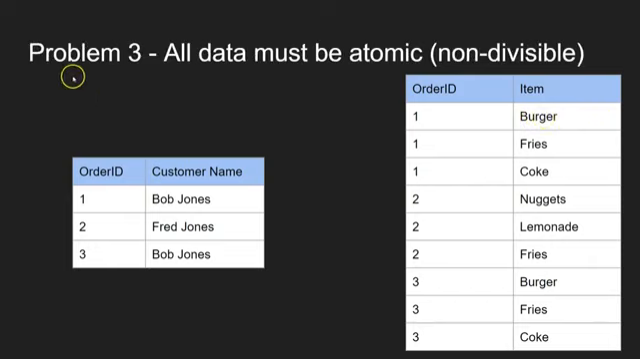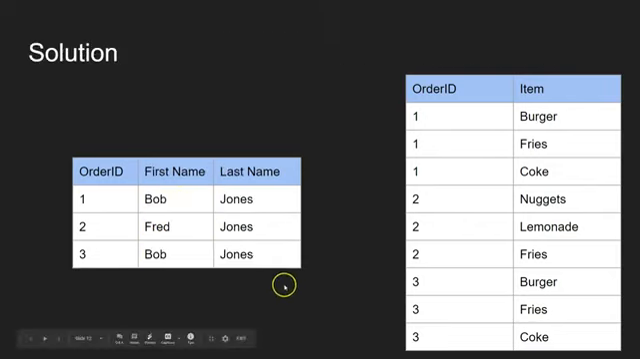Good. Third thing, all data must be atomic or non-divisible. Well, what's the problem? If you have a look over here at customer name, Bob Jones, you can actually see that Bob Jones isn't atomic. It can be divided further into his first name and last name, and that's no good, because that makes it some kind of composite value. It needs to be separated out because those are different things.